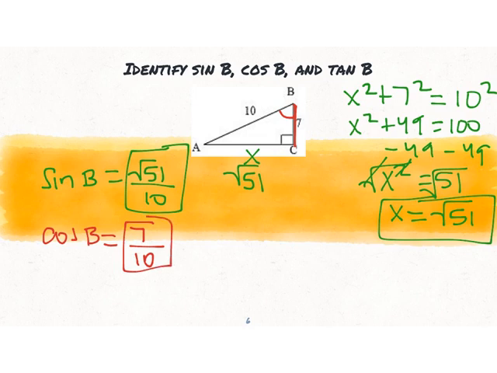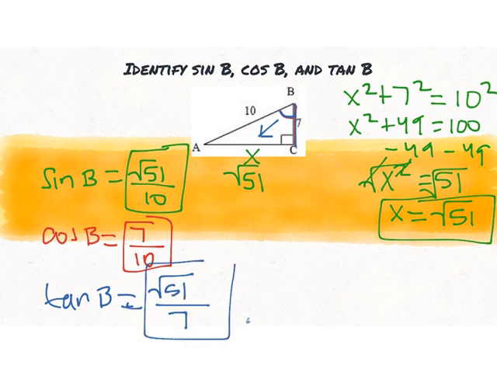Then we have our tangent, and again that angle, we have our opposite over our adjacent. So if our tangent, we're going from angle B, we have opposite, square root of 51, over our adjacent. And that is our final answer again. We cannot simplify that. So the difference here, we're missing a side, use Pythagorean theorem.